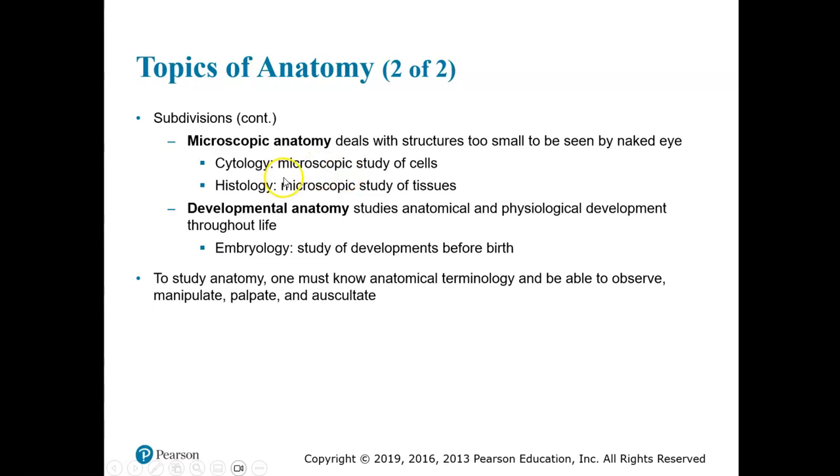And the subdivision of biology where we just study cells is called cytology, the study of cells. And then histology is the study of tissues, which we would also use a microscope to study because the tissue level is simply combinations of similar cells. So then we have developmental anatomy, and one example of developmental anatomy is embryology, where we're studying developments before birth.